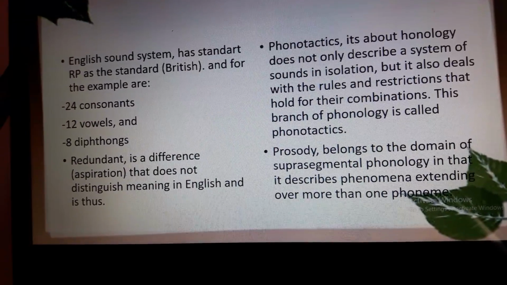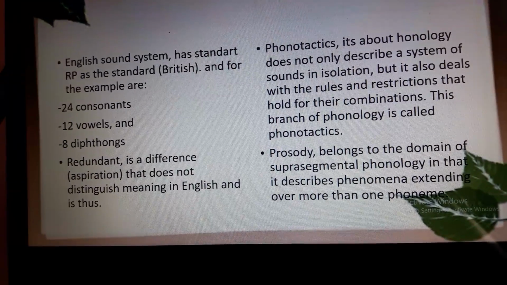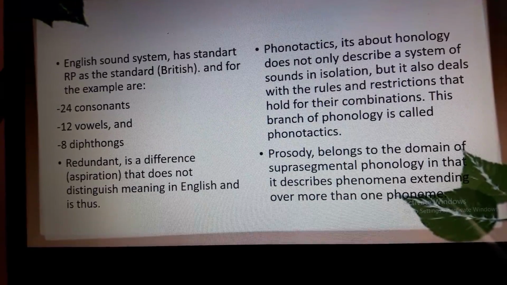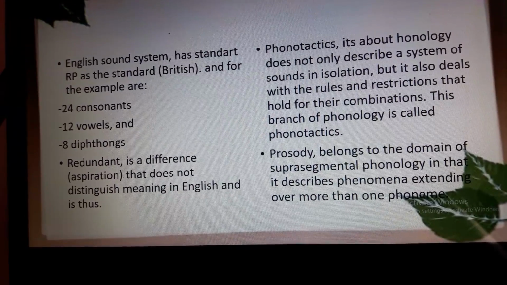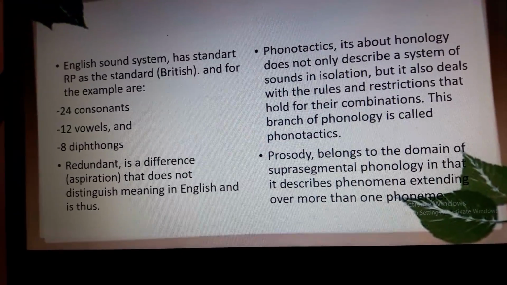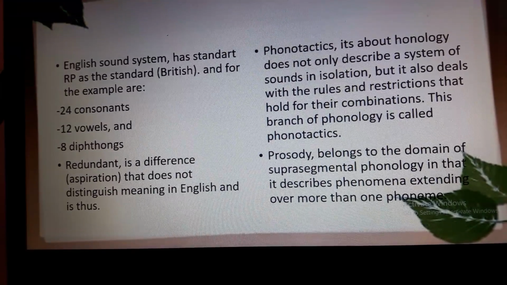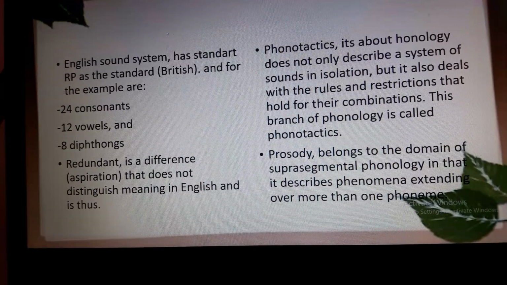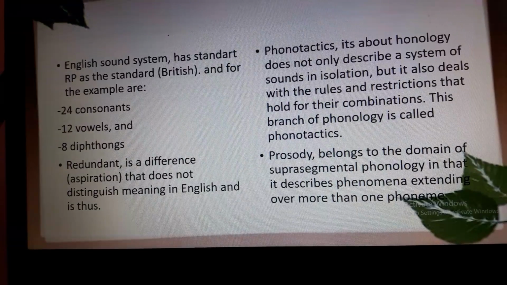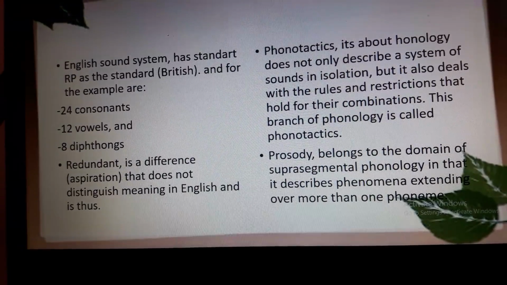And next we have prosody. Prosody belongs to the domain of the suprasegmental phonology in that it describes phenomena extending over more than one phoneme. It relates to the domain of suprasegmental phonology.